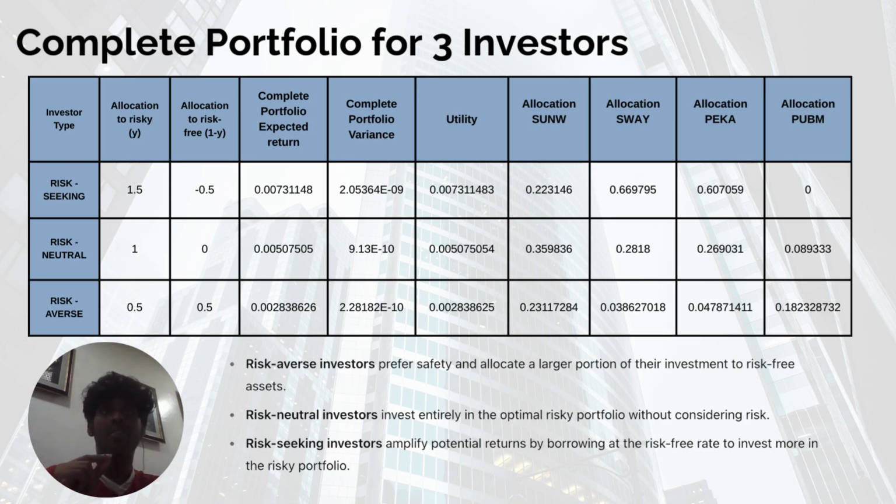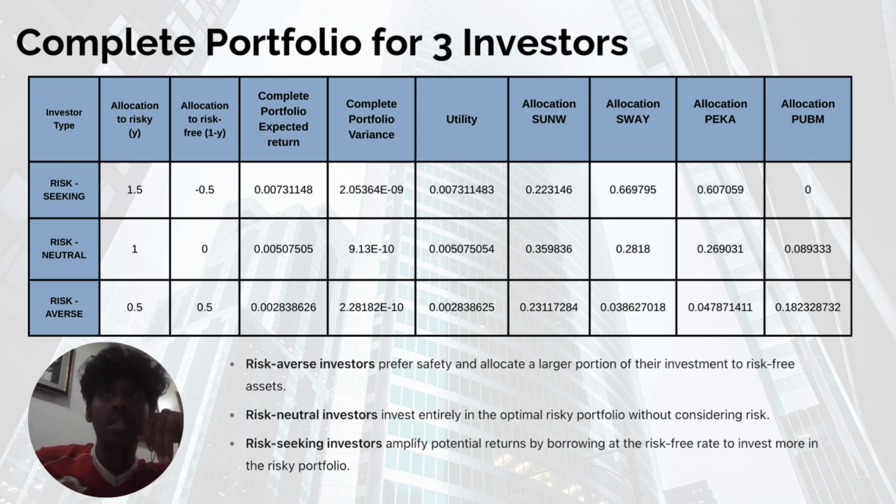Finally, moving on to the risk-averse investor, we know that they cannot take much risk. They split their capital evenly, 50% risky portfolio and 50% risk-free assets. So this gave them the lowest expected return among all of them, which is 0.0028, but also the lowest variance, aligning with their desire for stability.